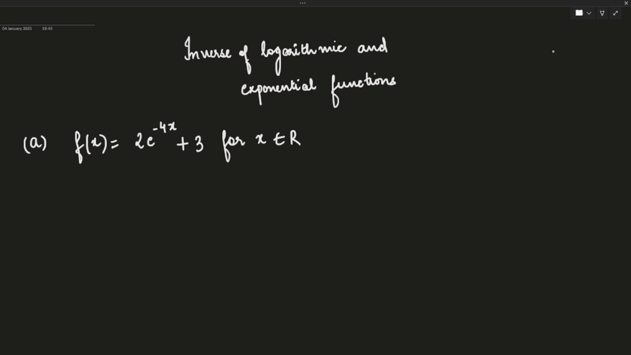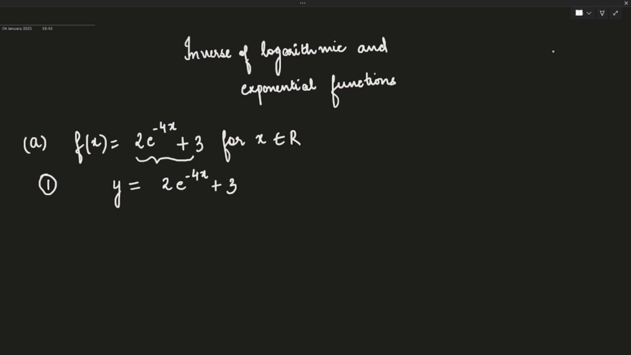So the first step that we'll take to find the inverse of any function, be it logarithmic or exponential, is to write the function as y. We'll just take this function, f(x) = 2e^(-4x+3), and equate it to y. y is any variable. So the first step is that we'll write it like y = 2e^(-4x+3). This is our first step.